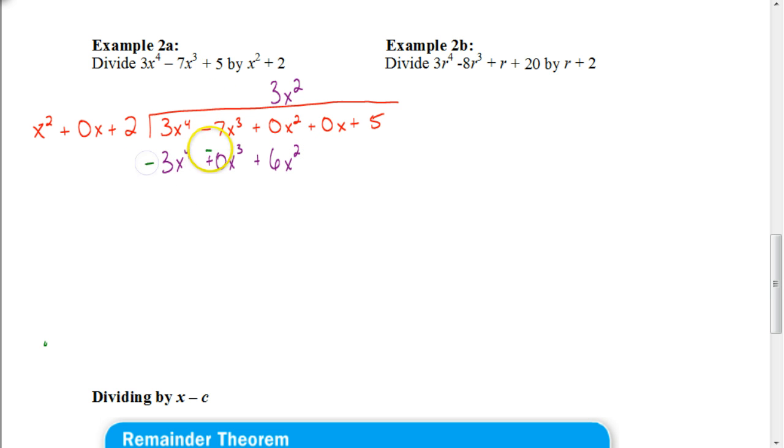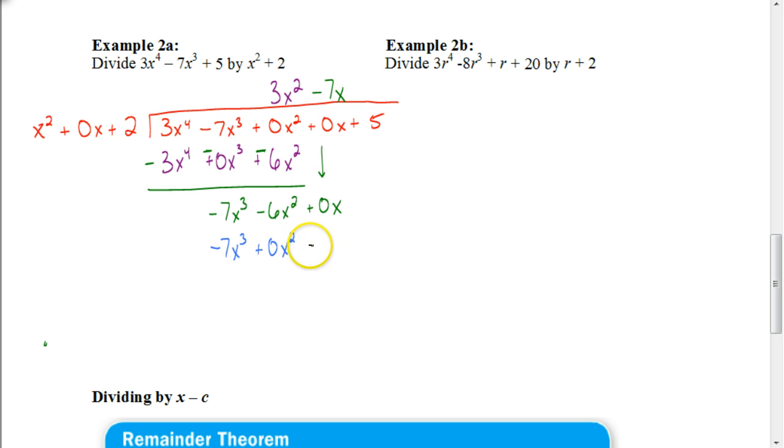Remember, we subtract each of these from the previous terms. So 3x to the 4th minus 3x to the 4th is 0. Negative 7x cubed minus 0x cubed would be negative 7x cubed. 0x squared minus 6x squared is negative 6x squared. Bring down the 0x. So now what would I multiply x squared by to get negative 7x cubed? Well, that's going to be negative 7x. Negative 7x times x squared is negative 7x cubed. Negative 7x times 0 is just going to be 0x squared.